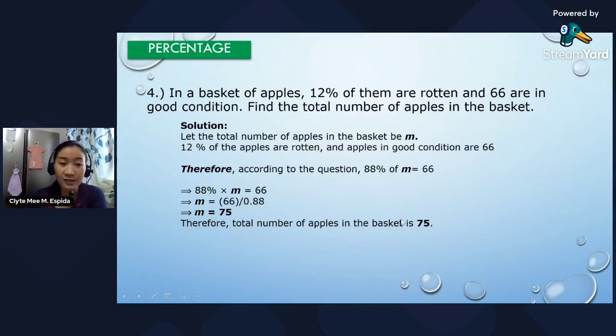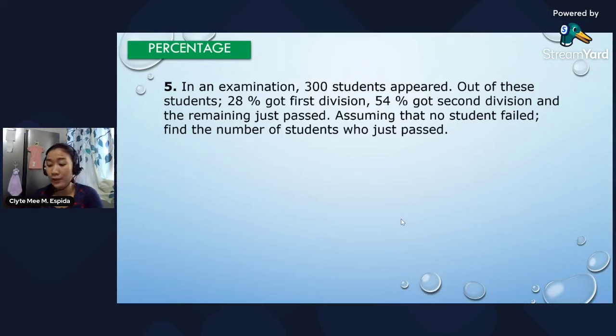Okay. So, let's have number 5. Last example before we proceed to our exercises. In an examination, 300 students appeared. Out of these students, 28% got first division. 54% got second division. And the remaining just simply passed. Nakapasa lang. Assuming that no student failed, find the number of students who just passed.